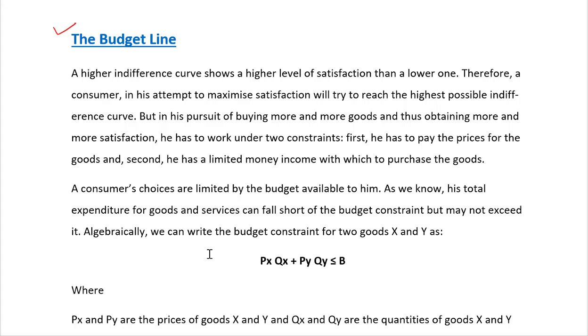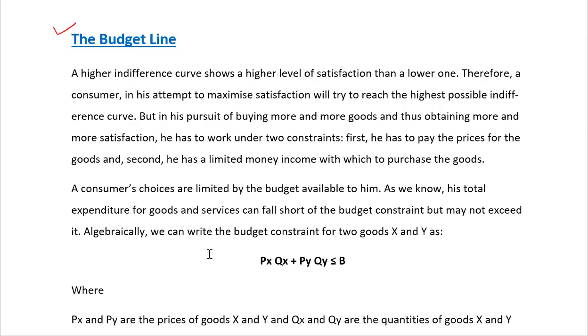He should be within his budget. So on the budget line, it is good. Below the budget line, okay, he is saving. But you cannot go beyond your budget line. Why? Because you don't have that much money. In the market, everything is available.